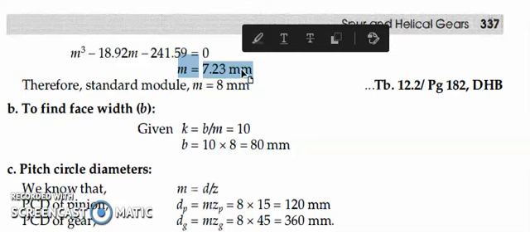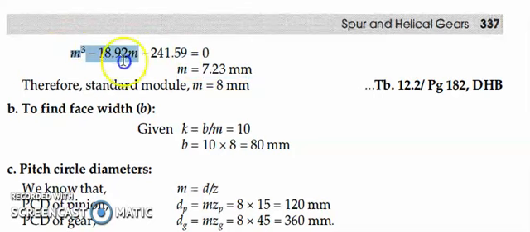I think you can directly solve this equation from your scientific calculator. Don't go for any other methods. You directly solve it in your calculator and find the value of m. That is better, otherwise it will take a lot of time, so please avoid wasting time. Just use your scientific calculator and study how to solve this equation. The value 7.23 is not an actual or standard value, so we go for a standard value, that is 8 mm.